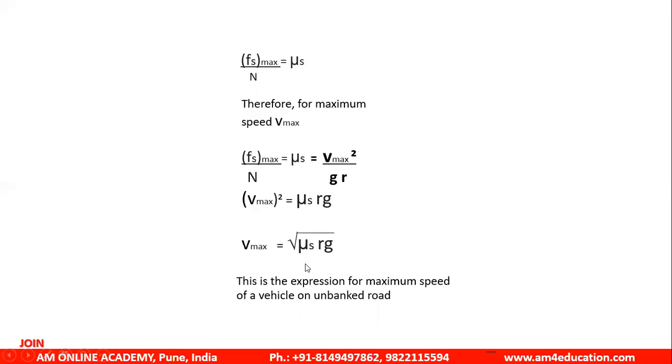But there is a big drawback of increasing mu s: if the surface of the road is made rough, there is a possibility that the tires of the vehicle may get wear and tear. So this is the limitation for this expression for an unbanked road. So we have the final expression, Vmax is equal to under root mu s Rg. This is the expression for maximum speed on an unbanked road.